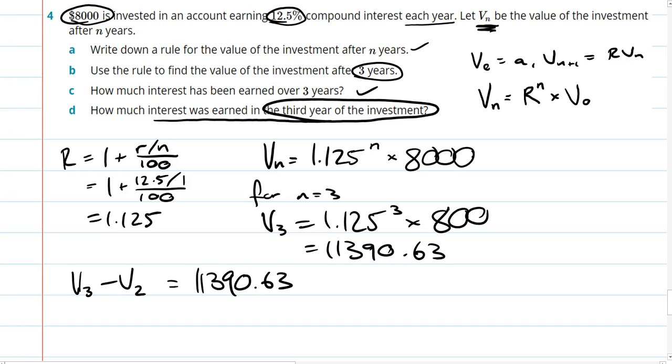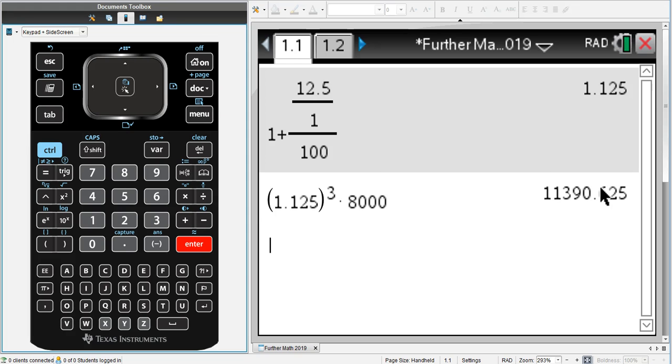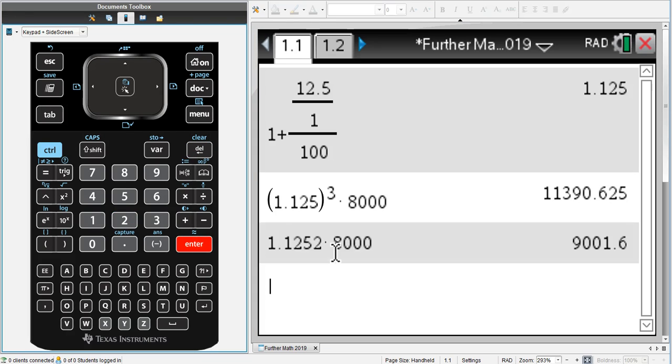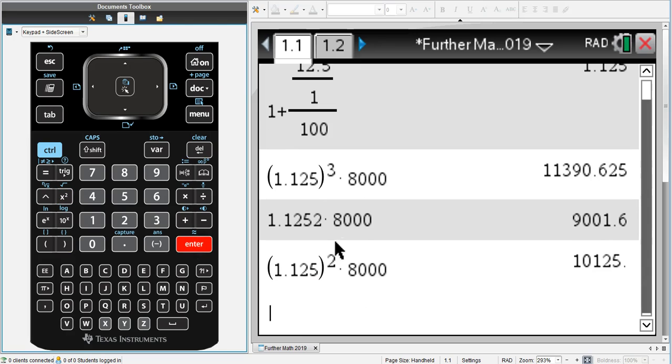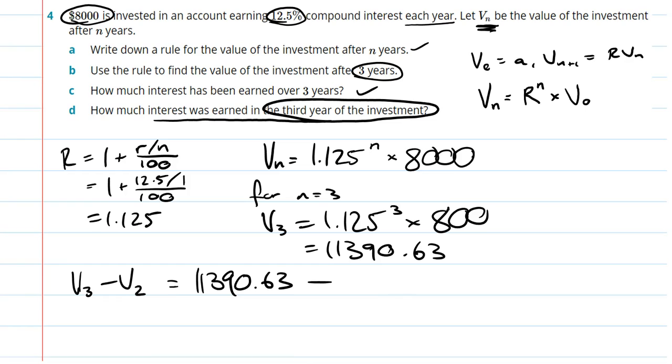Now we need to find out V2 using the same idea as what we did up here, except I'm just going to do it squared. So if I go back to the calculator, I could even borrow this previous line and change that 3 to a 2. Whoops, that's not right. Let's try that again. And there we go, squared: 10,125.